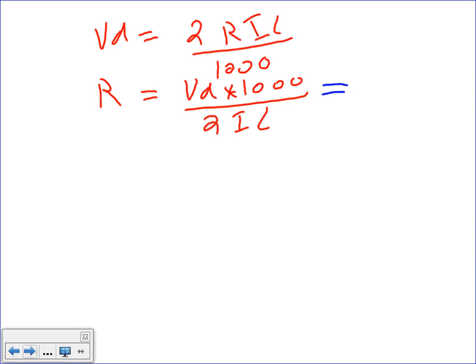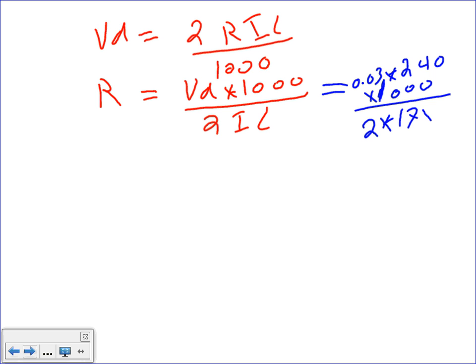Genius, right? Okay, what's the voltage drop acceptable in a feeder? 3%, so this is going to be 0.03. What's the voltage system? My voltage system is 240. Multiplied by 1,000, don't forget the 1,000. Divide everything by 2 times 1.73, what was the distance? 300. You need to put the 1.73 in here because it's a 3-phase or 240.